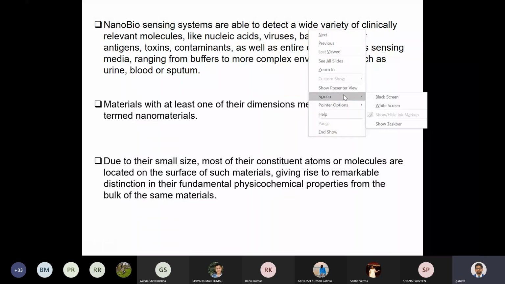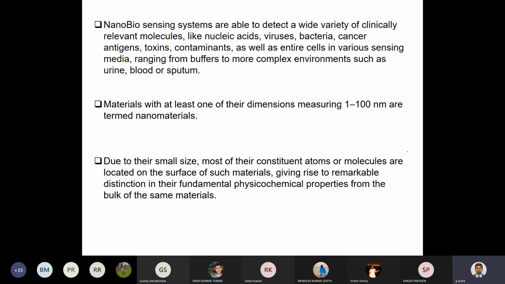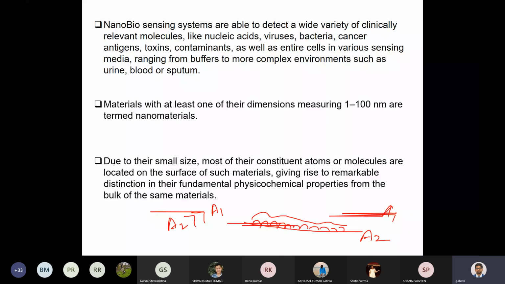Due to the small size, their surface area is much larger. If it is a bulk material, and you check the total surface area, say it is A1, and if you go to the nanomaterial, the total surface area, say A2, is very, very high compared to A1. First it is just flat, but when you put the nanomaterial, then it is like this, right? So you can see the total effective area is much larger.